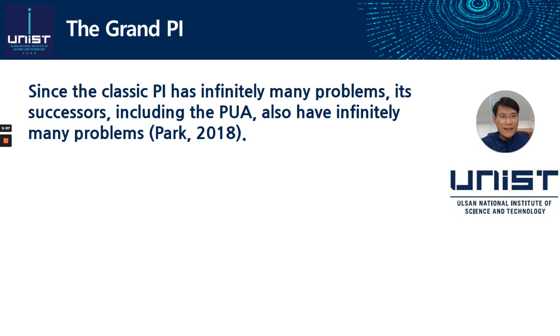It holds that since the classic pessimistic induction has infinitely many hidden problems, its successors, including the problem of unconceived alternatives, also have infinitely many hidden problems. The justification for the premise is that the classic pessimistic induction turned out to have the aforementioned four intrinsic problems. As we think more about the classic pessimistic induction, more problems with it will be discovered.